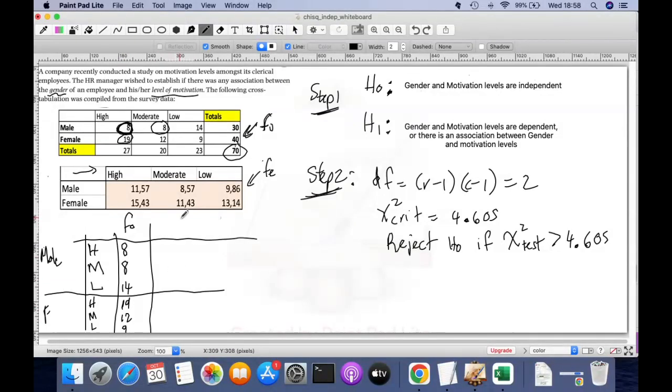Okay, there we go. Now you do the exact same thing, but for FE values. So you look at this table, get the FE values, and enter them here. I won't enter all of it, but you get the hang of what I'm doing. For males that are highly motivated, it's 11.57.